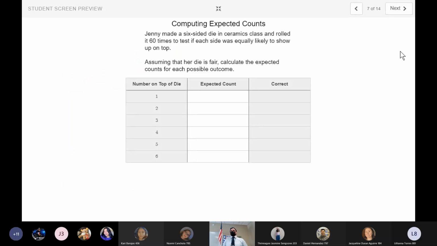So first, we're going to compute some expected counts. We have our context here. Jenny made a 6-sided die in ceramics class and rolled it 60 times to test if each side was equally likely to show up on top. Assuming that her die is fair, calculate the expected counts for each possible outcome.